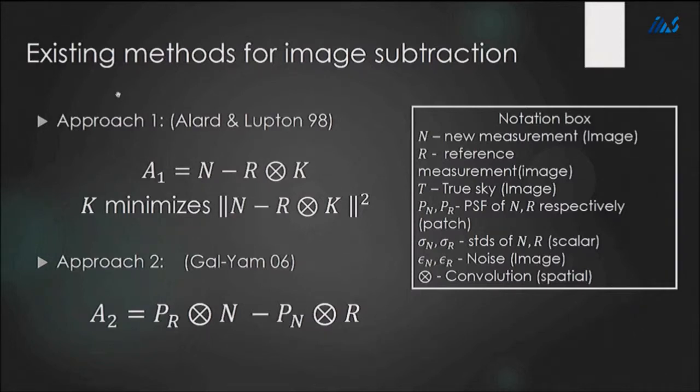So I want a vote in the crowd. Who thinks this method is better than this method? This one is used by, I don't know, 99% of the people. But who thinks which is better? So vote for Alard and Lupton.